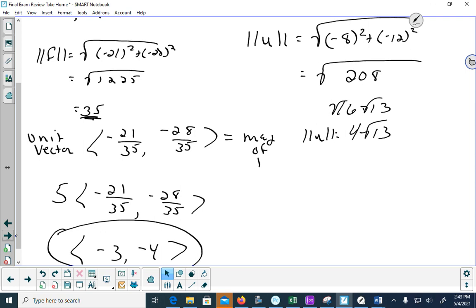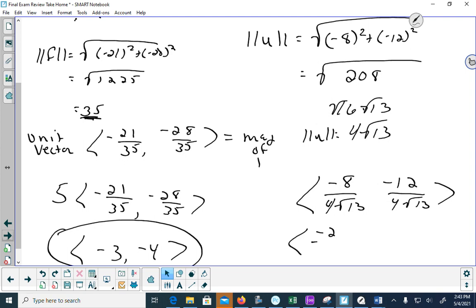So now I'm going to take my original vector, which was -8 and -12, and I'm going to divide both of these by the square root of 13. Okay, I can't live with that. I need to simplify these. So I'm going to make this -2 over the square root of 13. And I'm going to make this -3 over the square root of 13. I just put them in lowest terms. I'm not going to rationalize yet. I'm just going to hold off on that for a second.